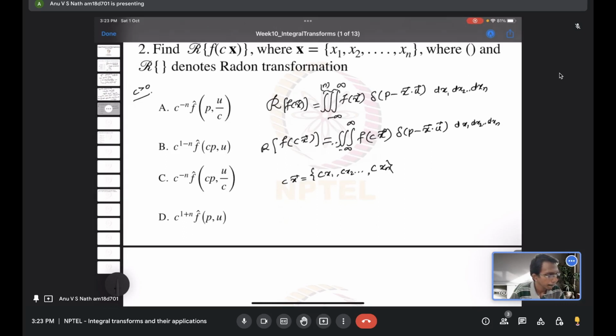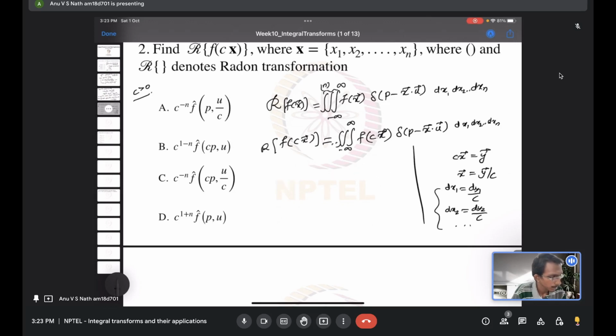So we can say that cx is another vector, let's say the y vector. So the x vector is just the y vector divided by c, scaled so that every dx component, dx1 will be dy1 by c, dx2 will be dy2 by c, like that everything will be scaled, so that this definition will just become, let's say I'm using a short notation for the integration.